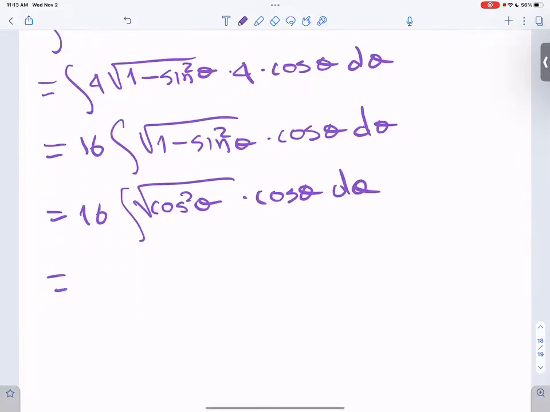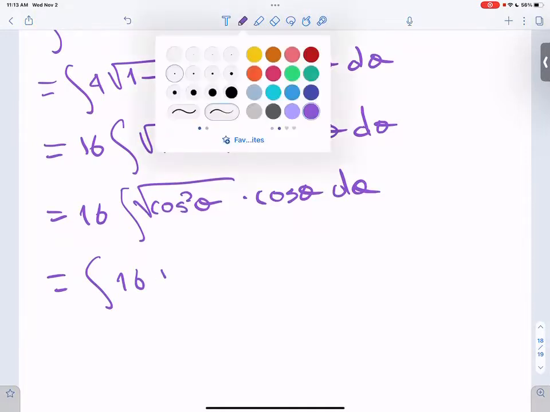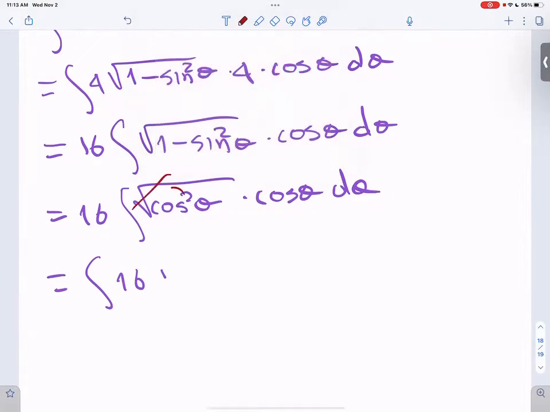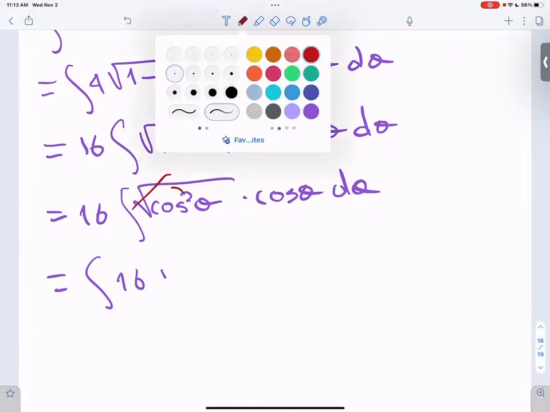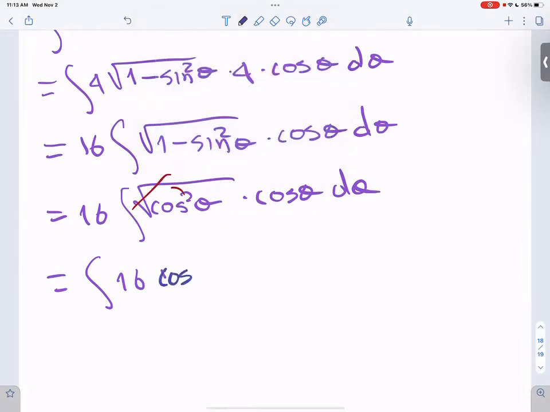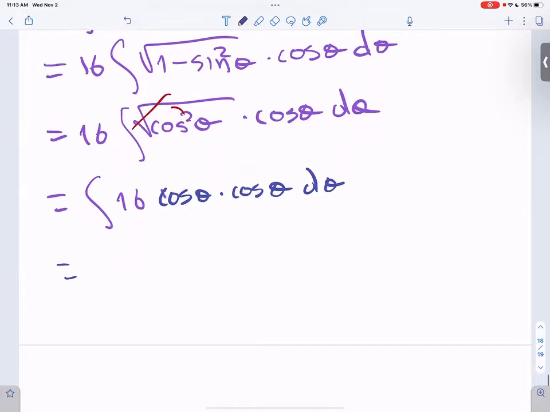And then the next step we're going to write is 16 times the square root of the cosine squared. They cancel each other, not exactly, but they cancel. In this particular case, I'm going to have cosine of theta times the cosine of theta d theta. So I'm going to have 16 times the integral of the cosine squared of theta d theta.